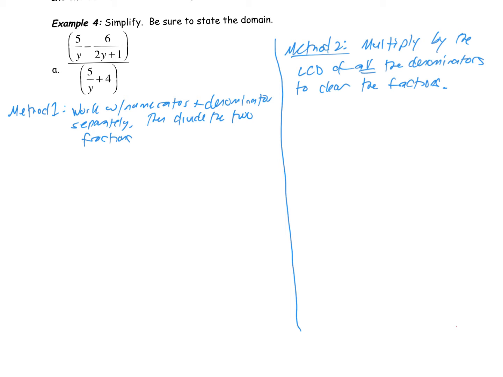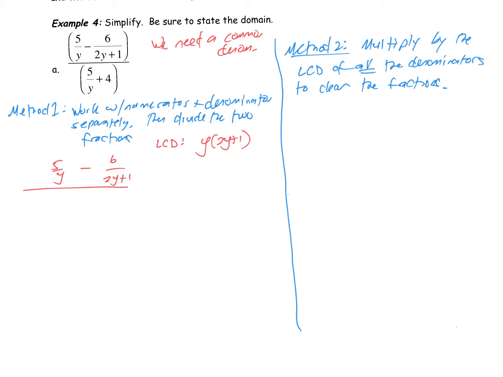In order to add or subtract fractions, we need a common denominator, and we need one for the numerator and one for the denominator. So let's work with the numerator. We have 5 over y minus 6 over 2y plus 1. Here, the least common denominator is y times 2y plus 1. This is for the numerator.